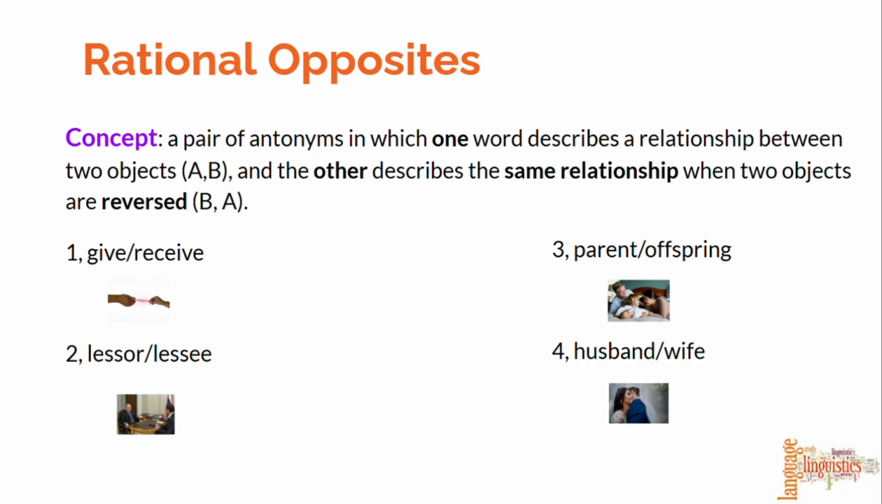Let's look at the second pair, lessor and lessee. If I say I'm the lessor of you, you can also say you are the lessee of me. Those two sentences are meaning the same, even though those two words are reversed. And it is also a pair of relational opposites. Let's look at the third pair, parent and offspring. If I say they are the parent of the kids, it can also be said they are the offspring of them.